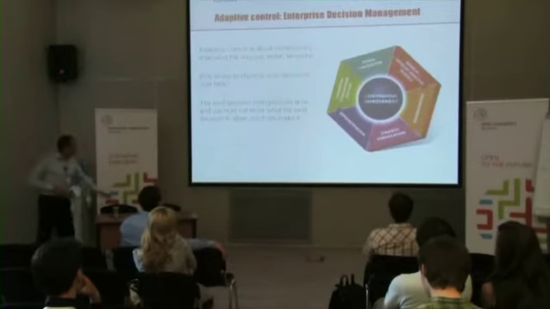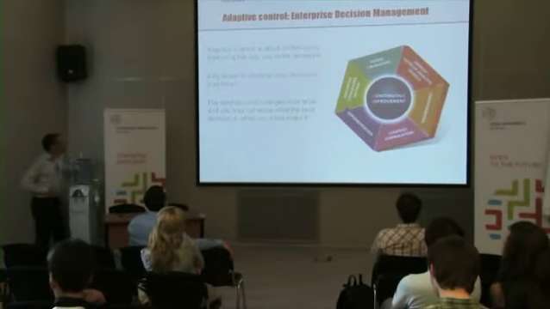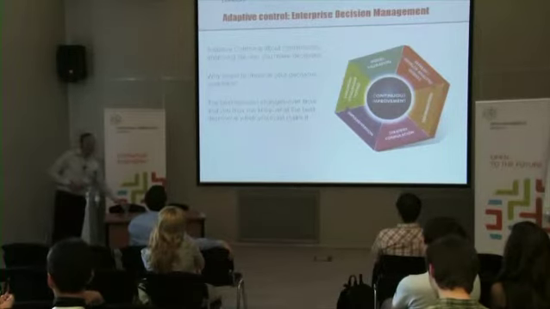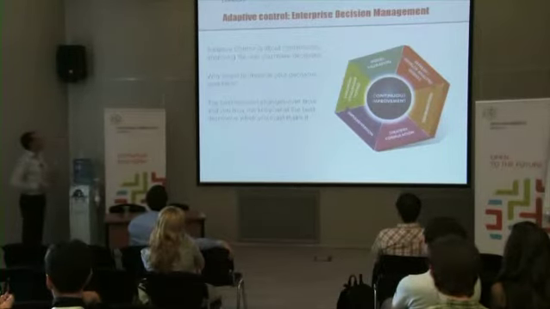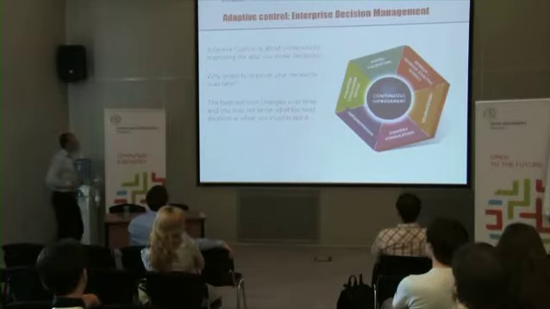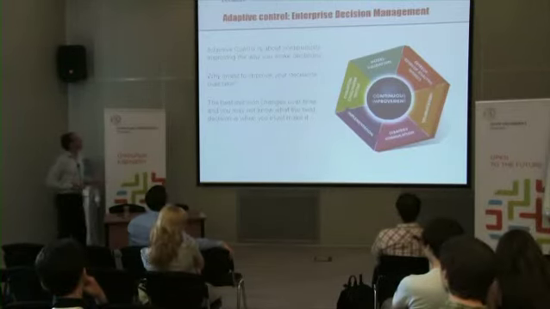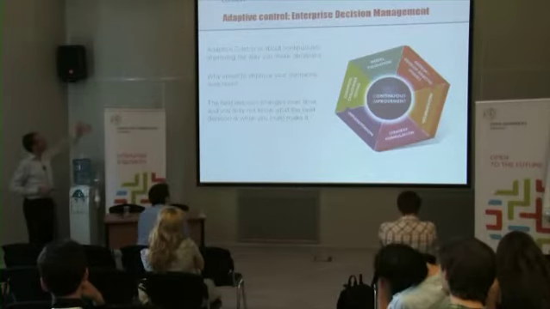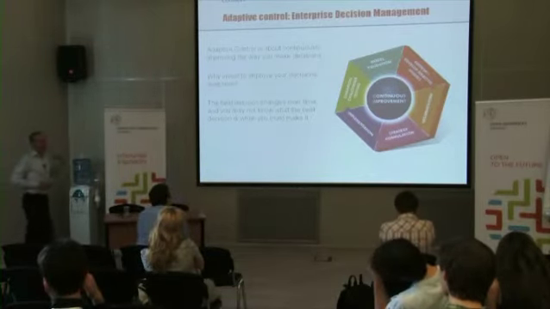Okay, now we go to the next chapter, which is adaptive control. Adaptive control is a very technical word, but let's see what it is in general, a way to understand adaptive control. So the idea of adaptive control is to continuously improve the way we make decisions.